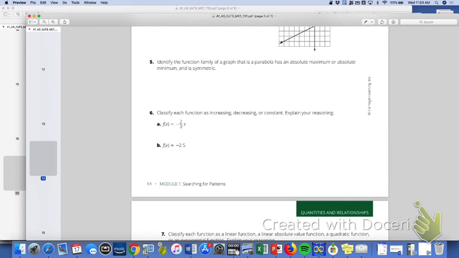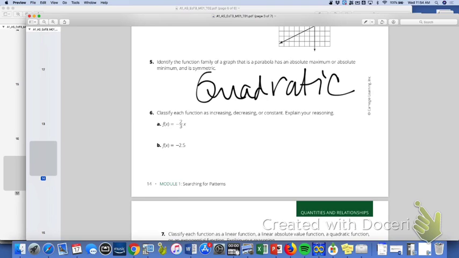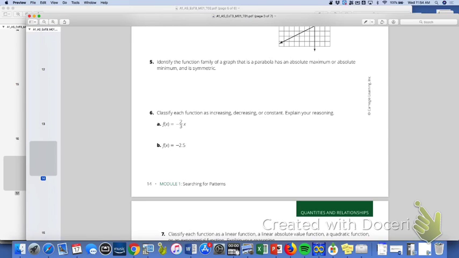Minimum, none of that. The fact that it asked you what's the function family that's a parabola. What's the one that's a parabola? Quadratic. You really didn't even need to worry about maximum, minimum and all that. It's the only one that's a parabola.